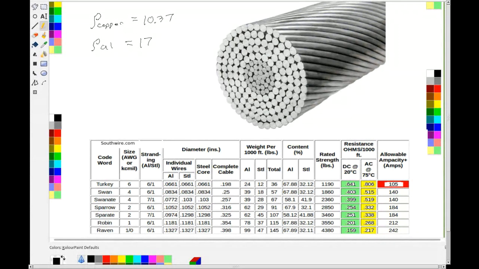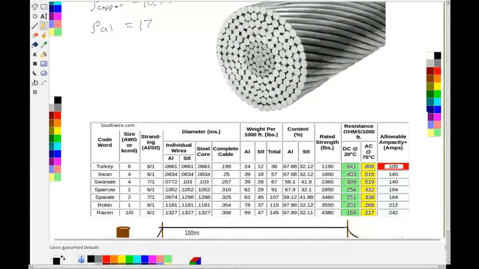Okay. So here's a chart that I found on the internet, and this chart here shows you some different information about aluminum steel reinforced conductors. And so you see here, they gave them code names. So you have like turkey and swan and sparrow and robin and raven. All right, and this is the size in American wire gauge size. Okay, and so 6 is actually the smallest on the list here, and 1/0 is actually the largest.